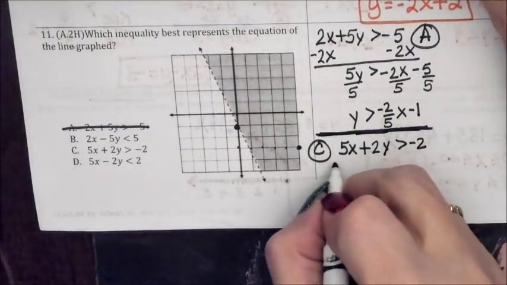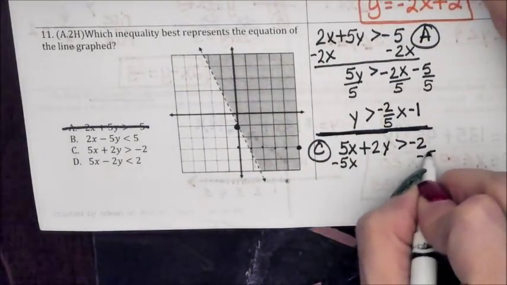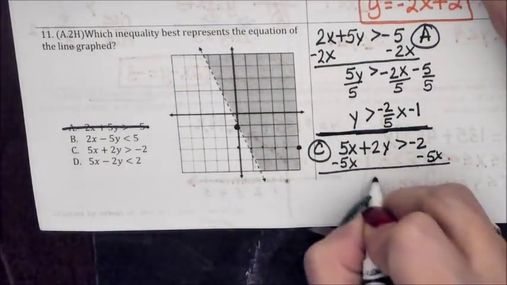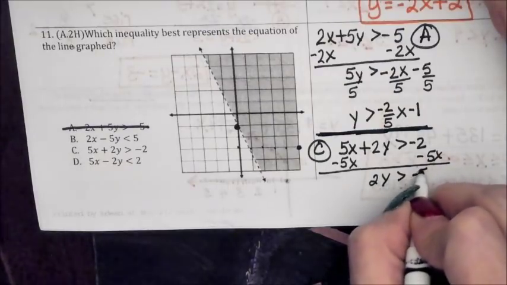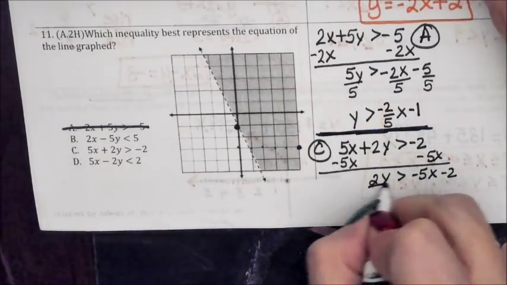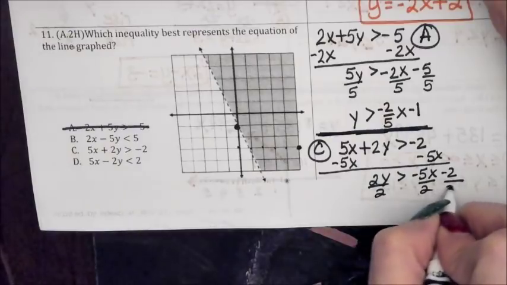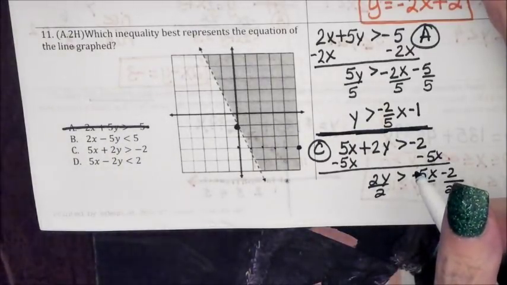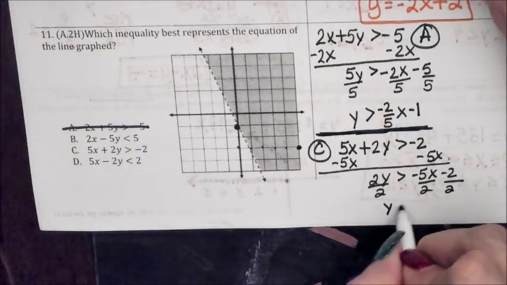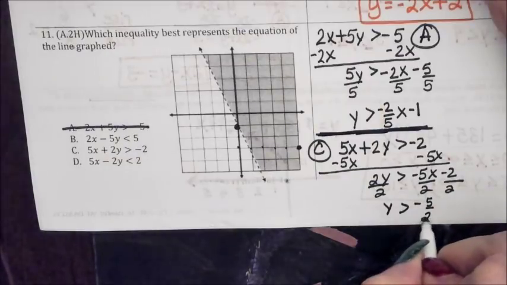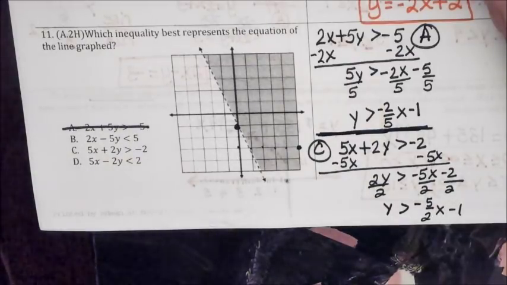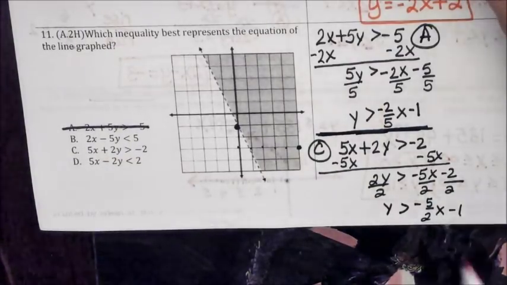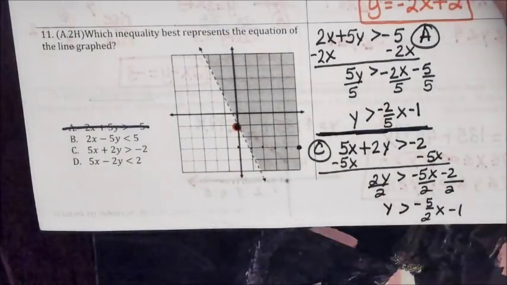Move the x. 2y greater than negative 5x minus 2. Divide the y. Okay. y is greater than negative 5 over 2 x minus 1. Okay, so I'm going to graph this one in orange. Negative 1, boom, still good.